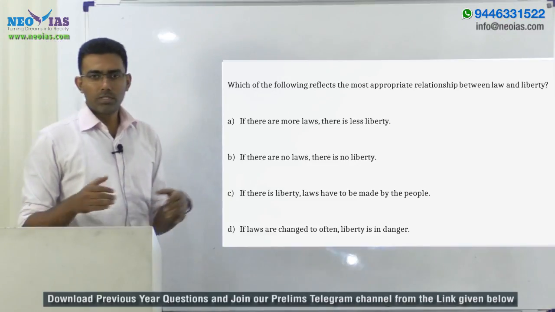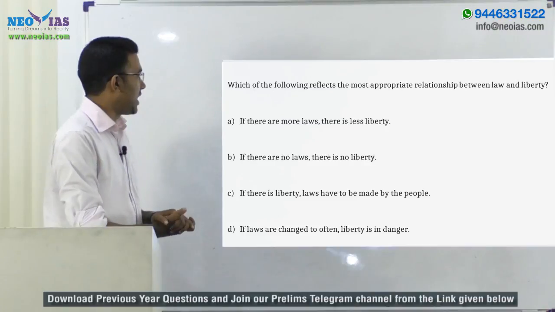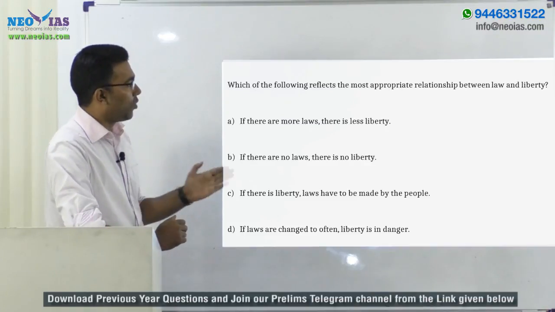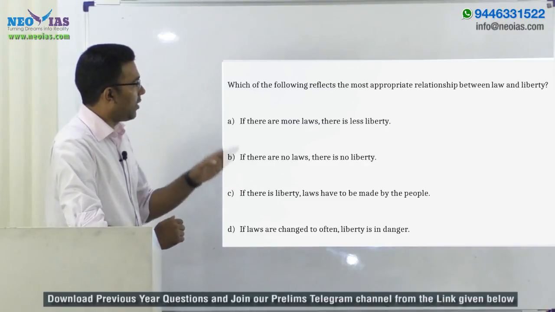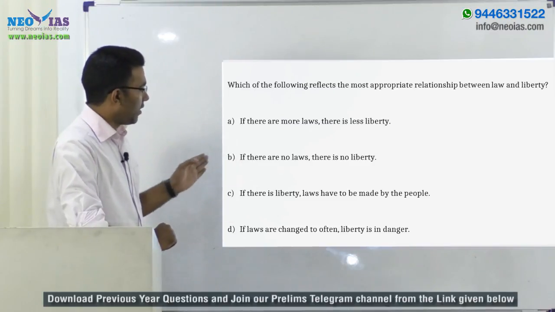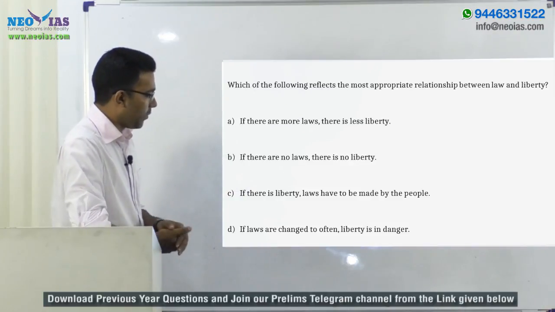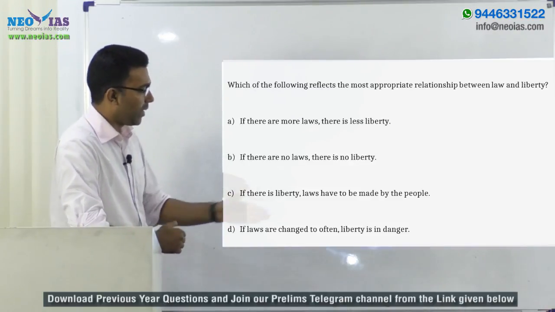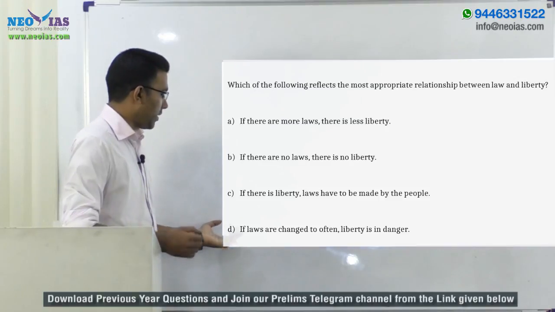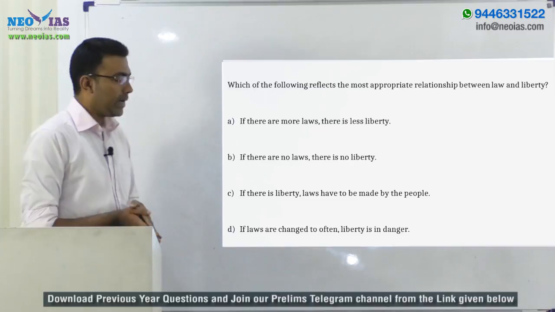Now this is one of the most confusing questions. That is, which of the following reflects the most appropriate relationship between law and liberty? A, if there are more laws, there is less liberty. B, if there are no laws, there is no liberty. C, if there is liberty, the laws have to be made by the people. And D, if laws are changed too often, liberty is in danger.